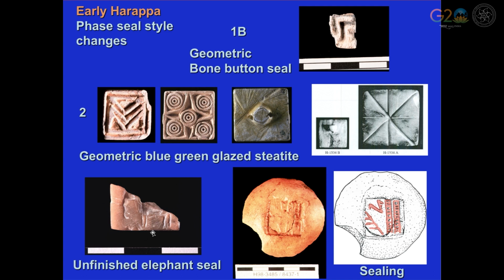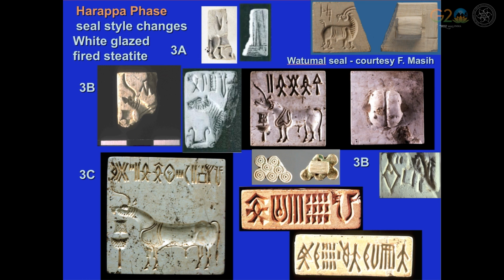At Harappa, we have an unfinished seal with the earliest evidence for an elephant facing to the left, which is a unique design, and an impression of a seal with writing on it. We don't have the seal, but we have the impression. During the Harappa phase, animals are starting to face to the right, so changing the direction. This is found at Harappa as well as many sites in Haryana. And the Wattuwal seal, the spelling is wrong, from Cholistan, which is an important discovery by Dr. Farzan Masih.